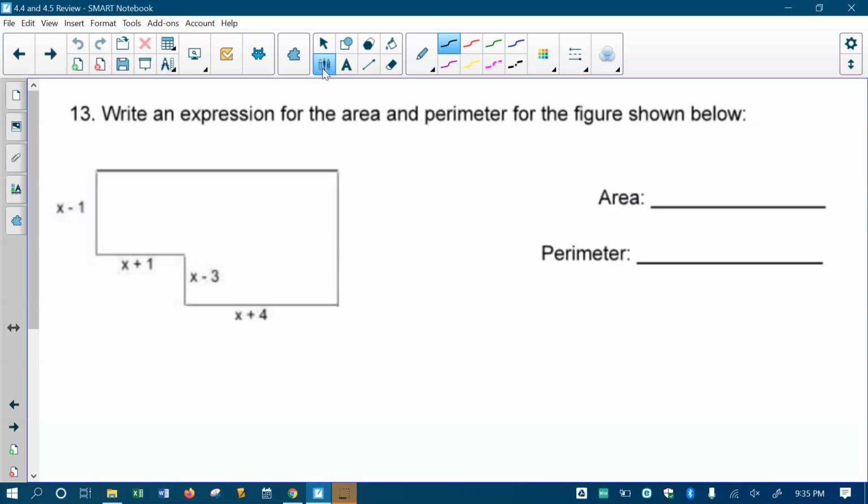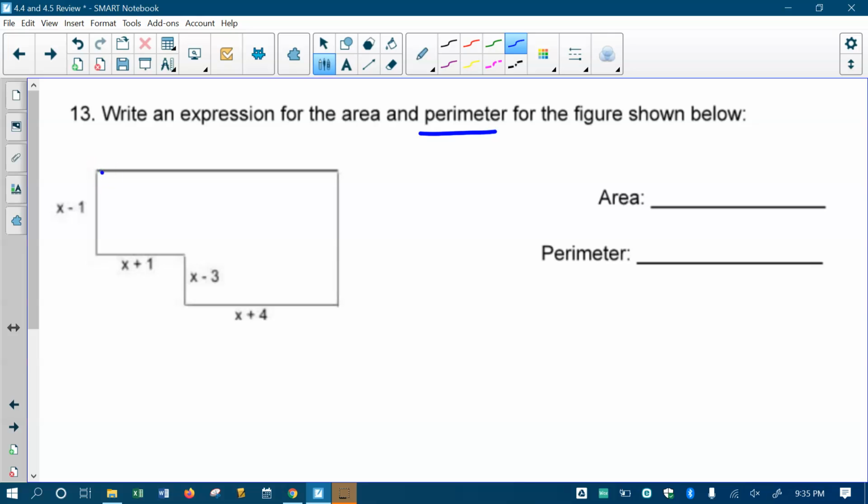Okay, 13. We want to write an expression for the area and perimeter for the figure shown below. For this problem, we've actually never done a problem like this in class before, but that does not mean that you're not capable of solving it. In fact, I think we might have done this problem earlier on in chapter 4, and I'll cut to the chase on how to do it. So let's do perimeter first.